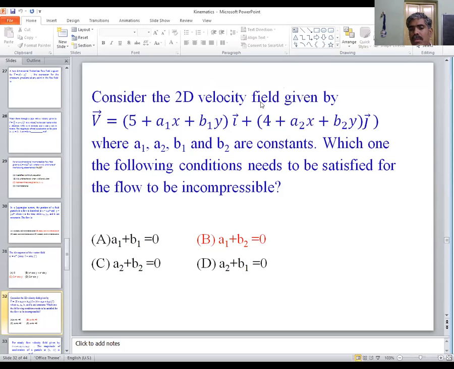Consider the two-dimensional velocity field given by the velocity vector equal to (5 + a1 x + b1 y) i vector plus (4 + a2 x + b2 y) j vector, where a1, a2, b2, b1 are constants. Which of the following conditions need to be satisfied for the flow to be incompressible? For incompressible flow, the divergence of the velocity vector equals 0. So I have to find the divergence of the vector, and then you can get some relations among these four constants.